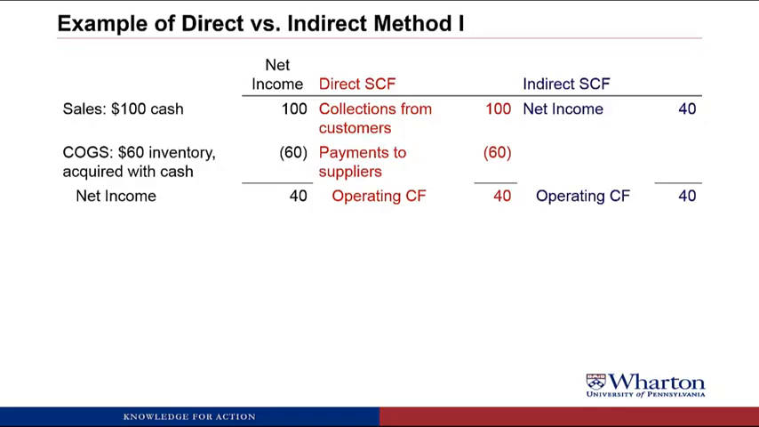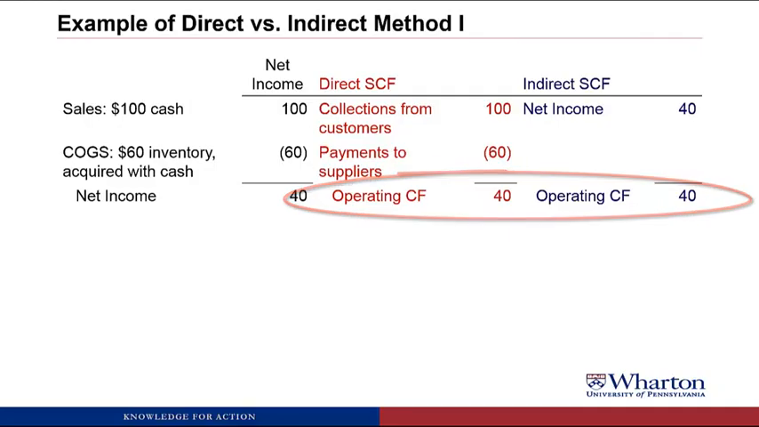If we go to the indirect method, under the algorithm, we always start with net income. Then we adjust for any non-cash expenses or anything related to investing activities, which we don't have in this case. Then we adjust for changes in working capital. But again, we don't have any in this case because we didn't create accounts receivable. All of our sales were cash. We didn't end or begin the year with inventory. And so there are no adjustments, and we end up with an indirect method cash flow of 40, which is the same answer as the direct method.